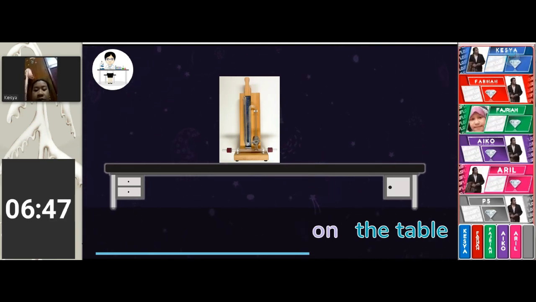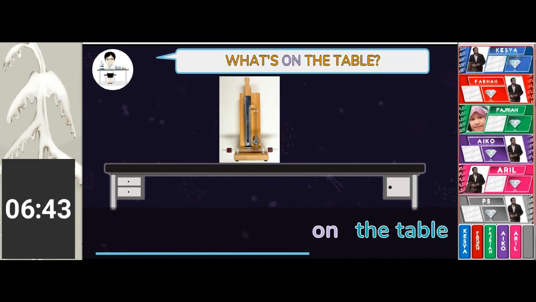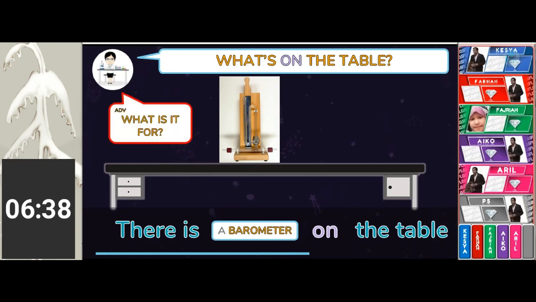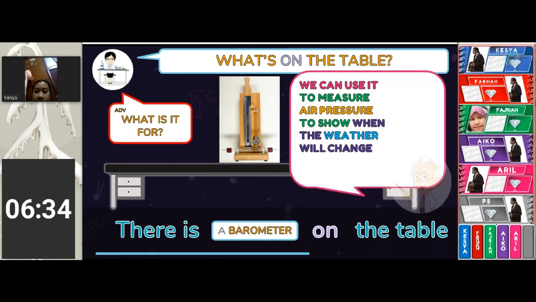What's on the table? There's a barometer on the table. We can use it to measure air pressure to show when the weather will change.